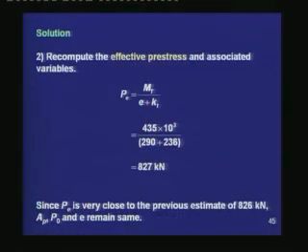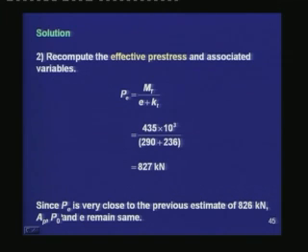We are recomputing the effective prestress and associated variables with this new value of e. Pe is equal to the total moment divided by the shift in the compressive force, which is the lever arm, and we know e equal to 290, Kt is equal to 236, and the total moment is given, from which we calculate the effective prestress is equal to 827 kilonewtons.